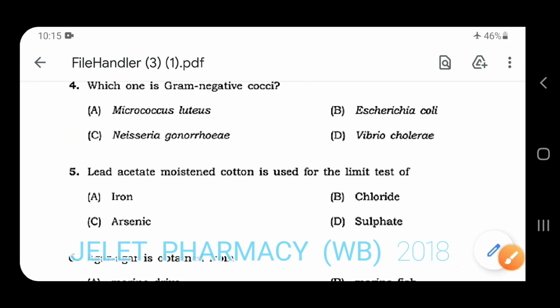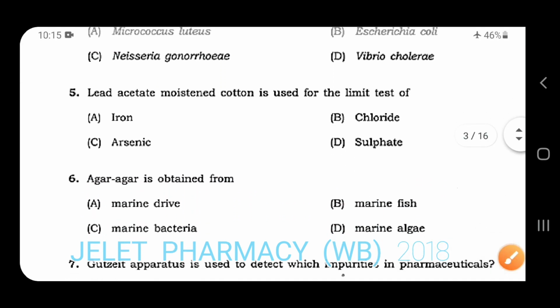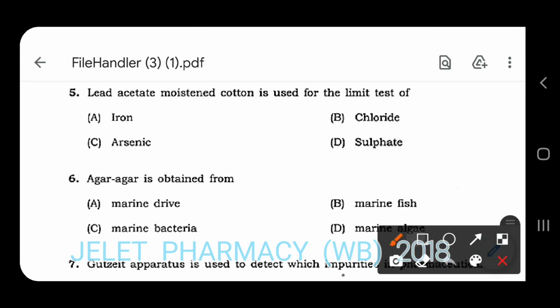Next is question number 5. Lead acetate moistened cotton is used for the limit test of. The options are iron, chloride, arsenic, sulfate. Here the correct answer is arsenic. That is option C.